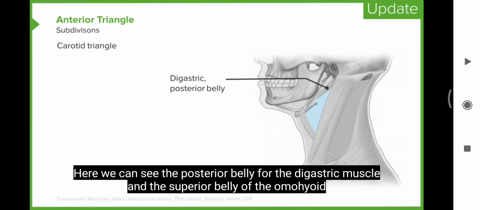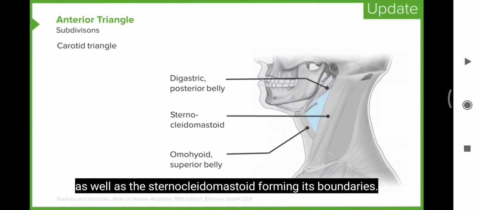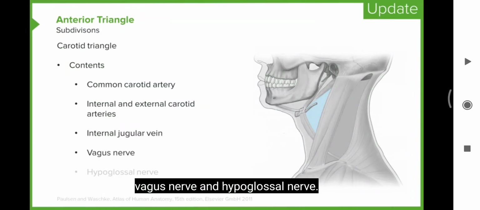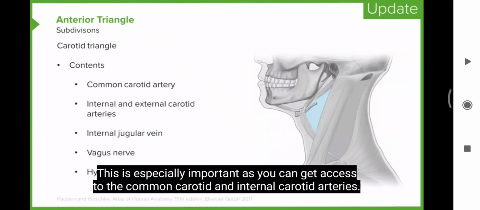Here we can see the posterior belly of the digastric muscle and the superior belly of the omohyoid, as well as the sternocleidomastoid forming its boundaries. The contents of the triangle are the common carotid artery, internal and external carotid arteries, internal jugular vein, vagus nerve, and hypoglossal nerve. This is especially important as you can get access to the common carotid and internal carotid arteries.